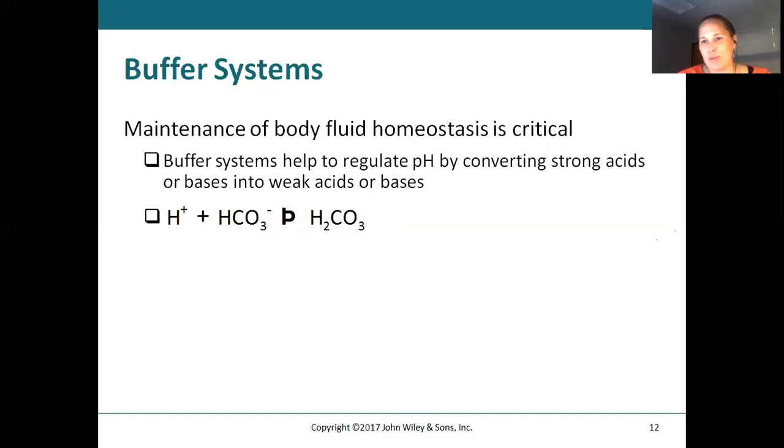They just hold on to them a little bit more tightly and aren't as susceptible to giving them up to create those random H pluses and random OHs floating around in the environment that would make it acidic or basic.